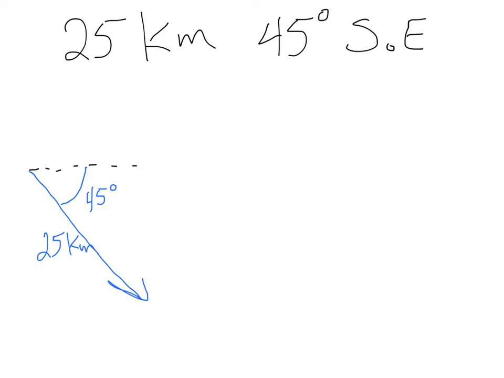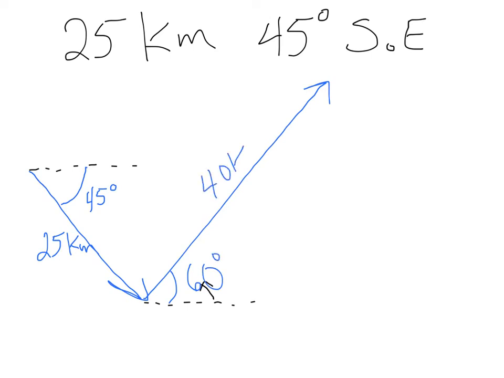Well, then after that, let's say the hiker moves 40 kilometers in a direction 60 degrees north of east. So if we're looking north of east, here's our horizon. North would open up in this direction. So 40 kilometers at 60 degrees north of east. So this is 60 degrees, and this is 40 kilometers.